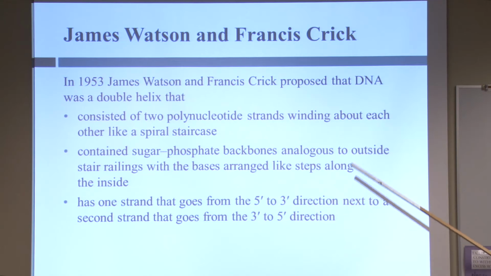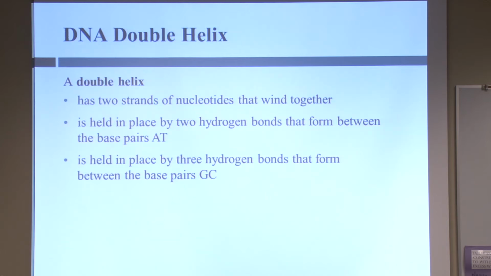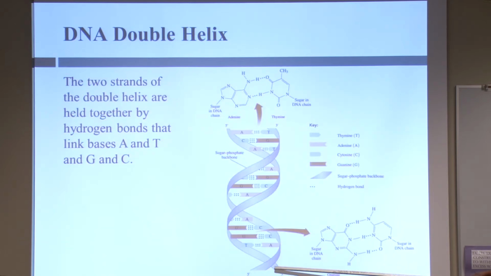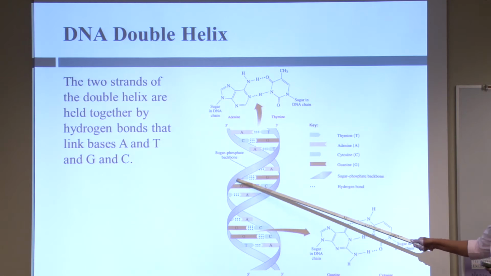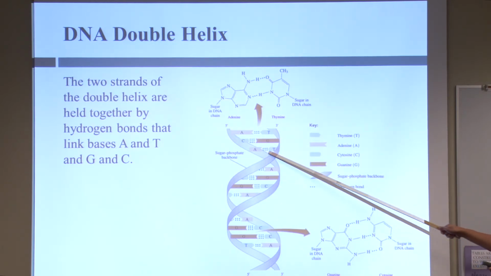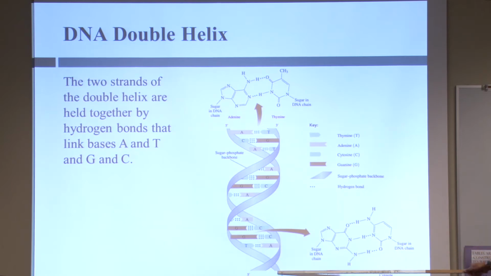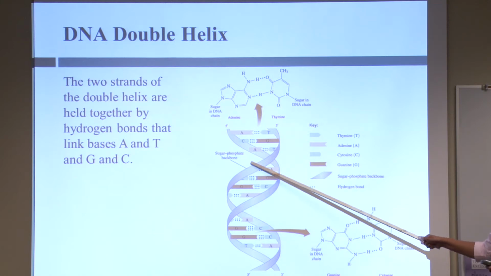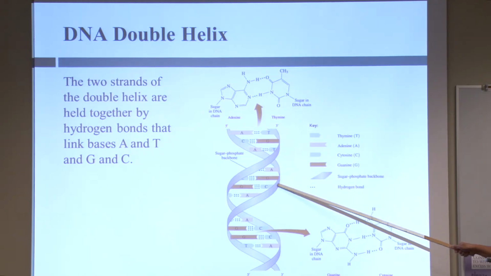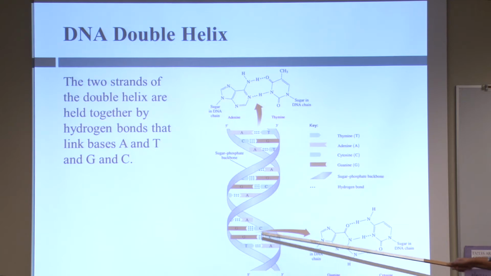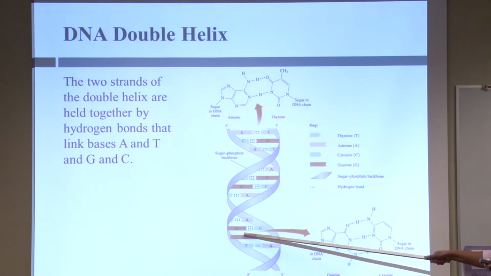The double helix consists of two polynucleotide strands winding about each other like a spiral staircase. I think we can look at that and come back again. So these are two nucleotides winding around like a spiral staircase. This is the sugar phosphate skeleton, and these are the bases on the sugar phosphate skeleton.